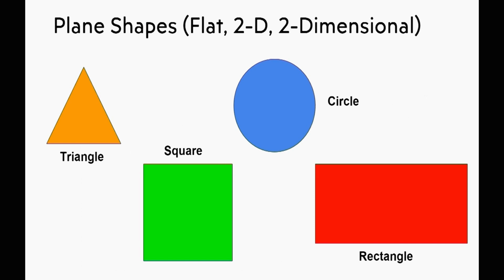These are all examples of two-dimensional shapes. What do you notice about these shapes? What do they have in common? What is different about them? Write some ideas down on your paper.